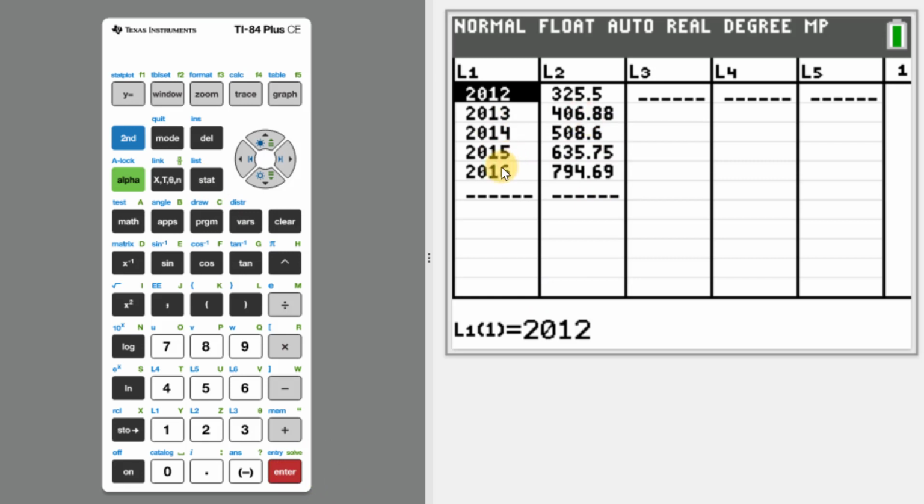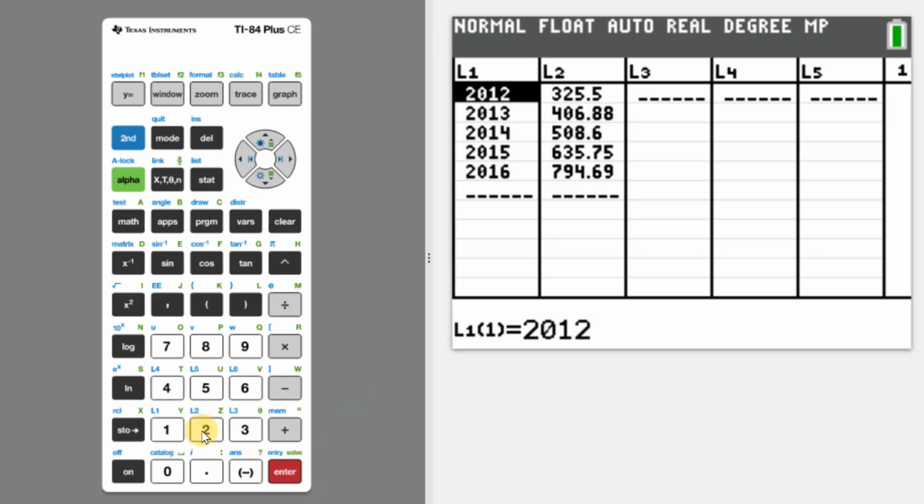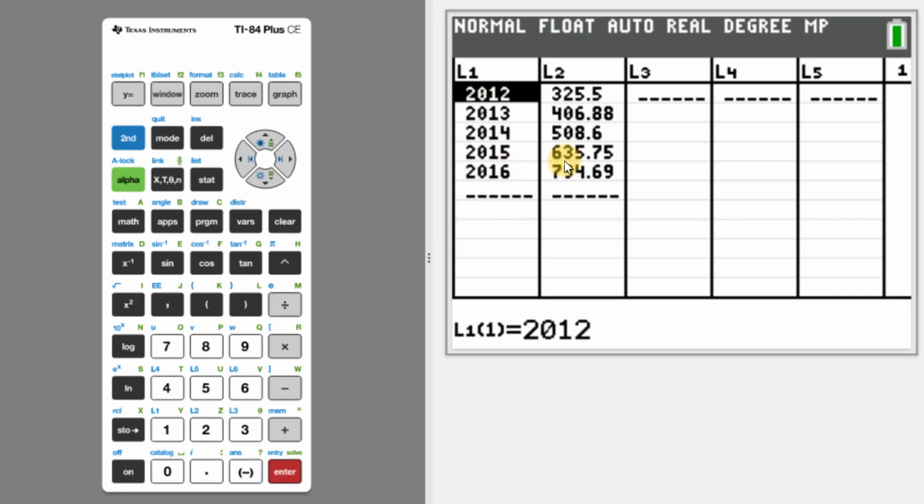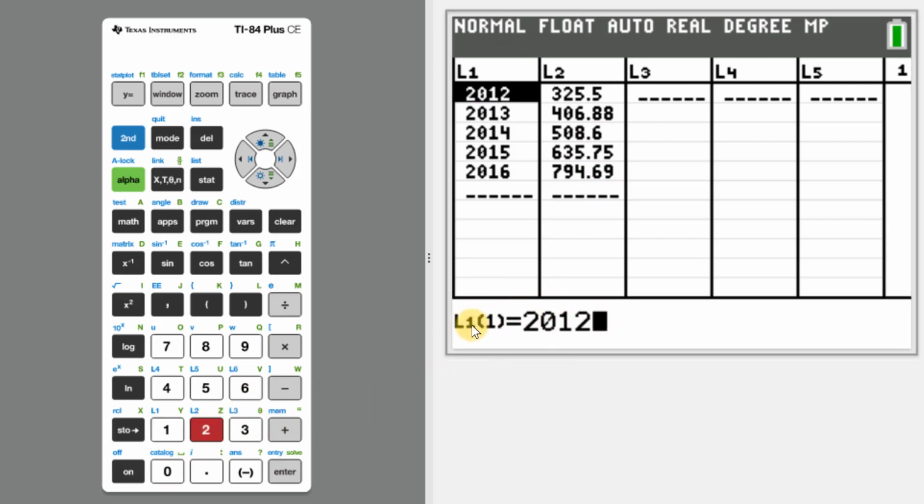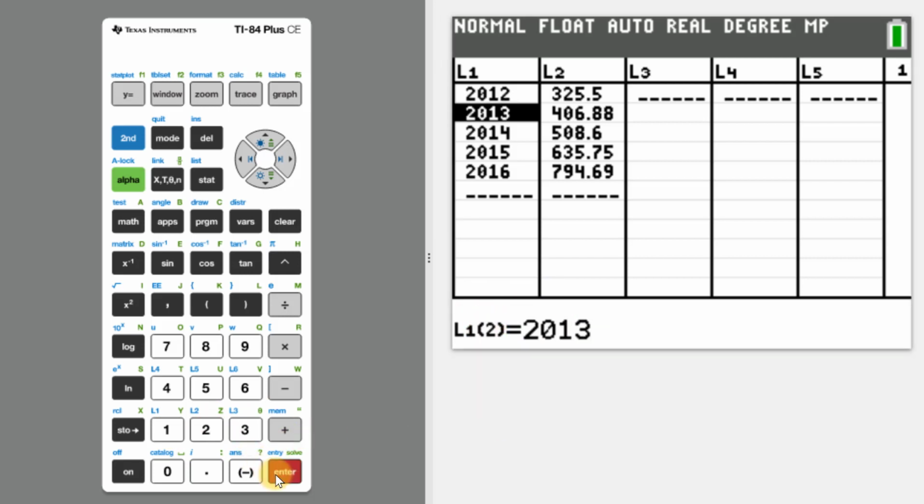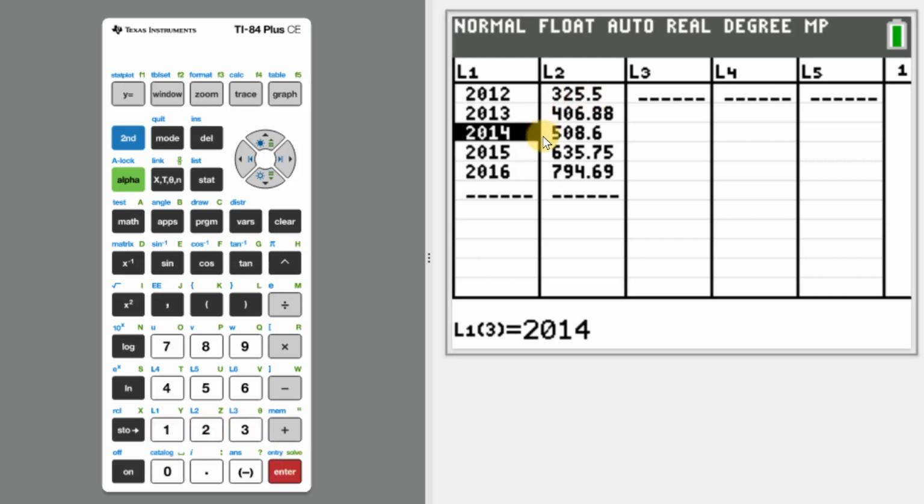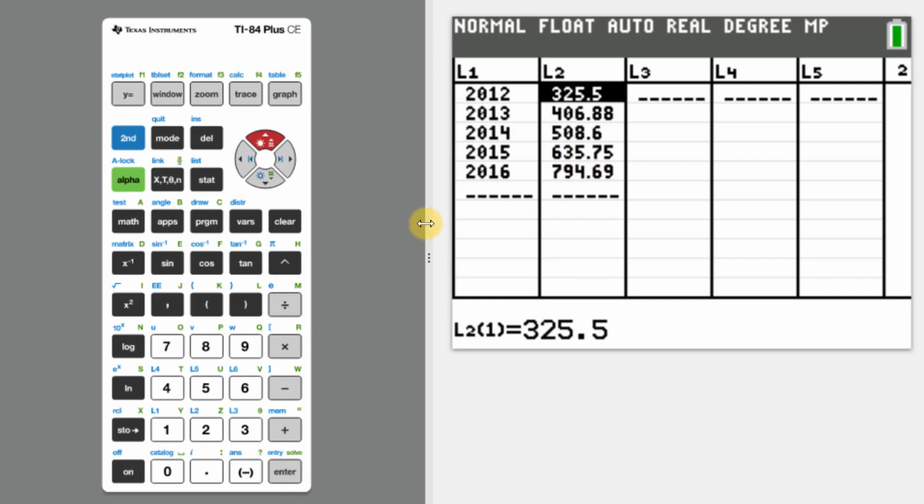I've already input the data here, but all you would do is input all your X's for L1, and for list 2, you would input all of your Y's. That's what list 1 and list 2 represent. So to input, say, 2012, I would just put 2012, and it comes here on the bottom. So this is list 1, element 1. Then you would hit enter, and it's going to drop you down to the next one, and you can keep inputting all your years. Then you can go to list 2 by arrowing over and do the same thing. Every time you're done, press enter, and it'll drop you down to the next element of that list.